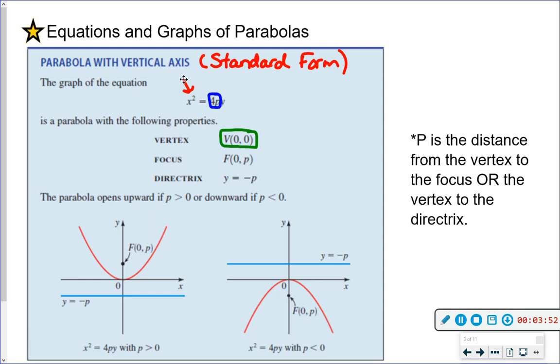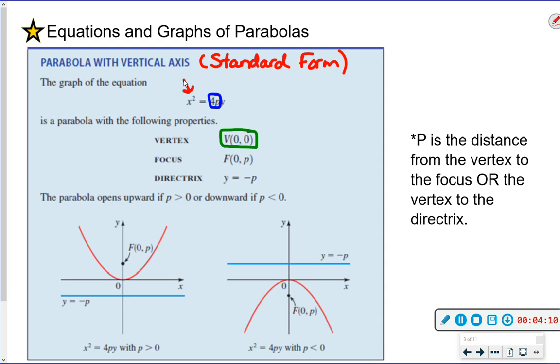Now, you can see all of this stuff here. I don't like to memorize all of this. As you know, math, patterns, common sense, okay? What I worry about, of course, is figuring out what p is. Common sense. If p is positive, it opens up. Shocker, who would have thought, right? If p is negative, your parabola should be opening down.